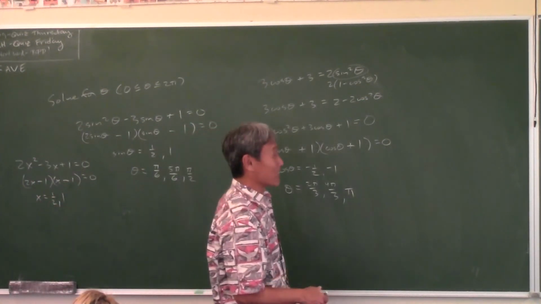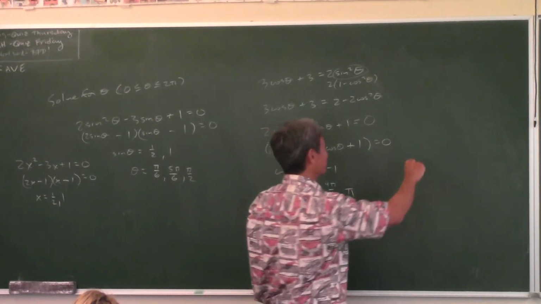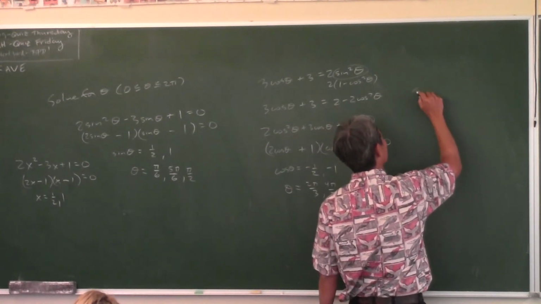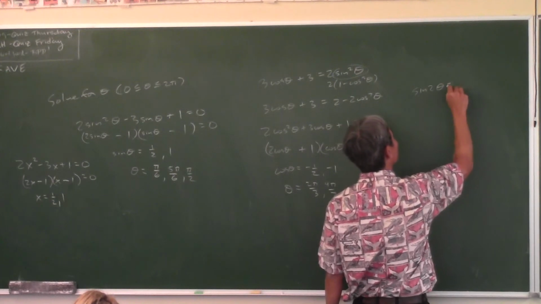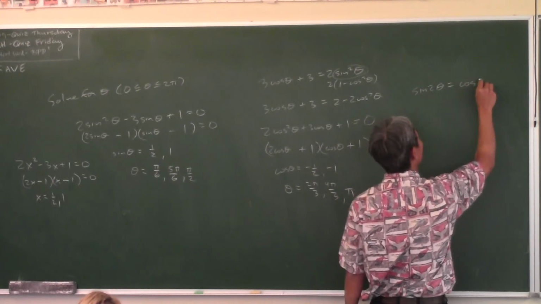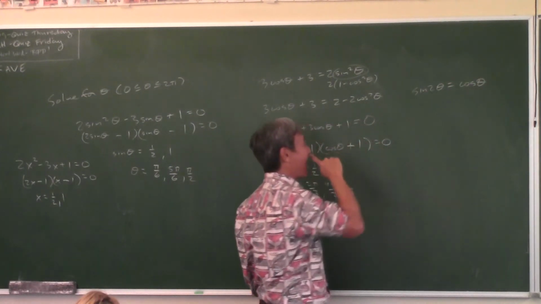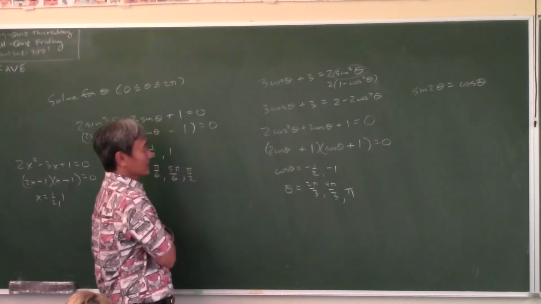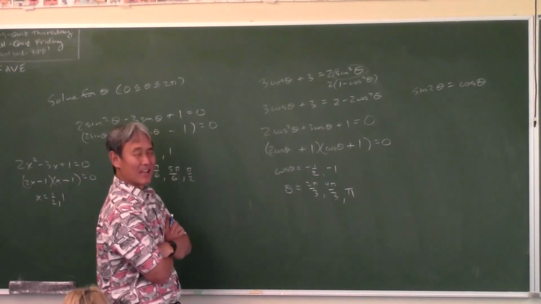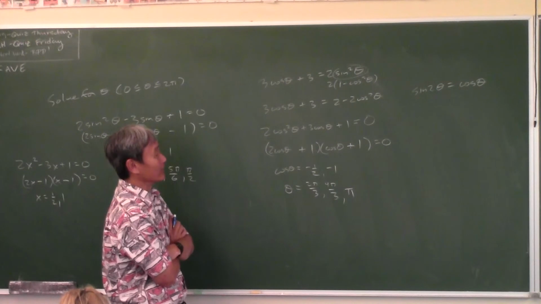Okay, and then the problems get even tougher, if you can believe it. Okay, let's do another one. Sine 2 theta is equal to cosine theta. Now, what do you think I'm going to do with the sine 2 theta? You got to use an identity.